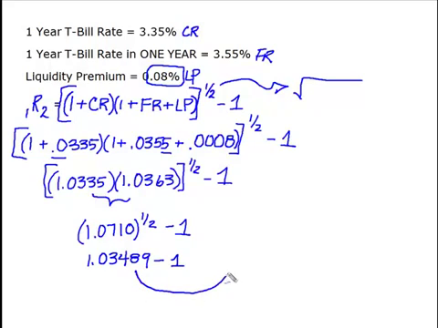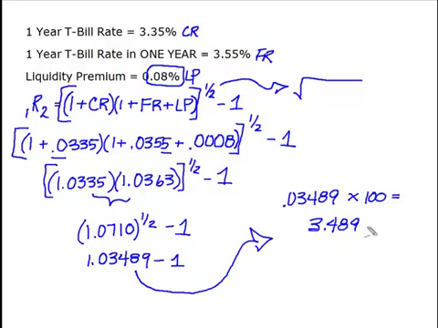So what I end up with here, follow me over to the side of the screen, is 0.03489. And I've got to multiply that by 100 to get it back into a percentage. And now I'm at 3.489%, or 3.49, depending upon how accurate you want to be.